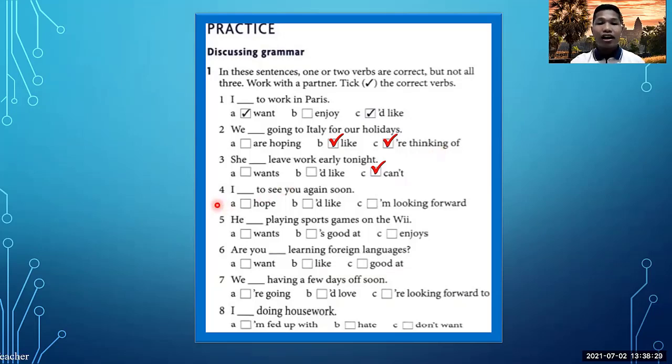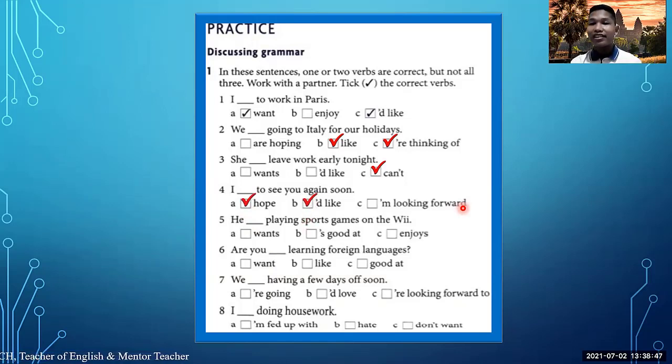Number four, I to see you again soon. So A, B, C, D. A, hope. B, like. C, I'm looking forward. So the answer is I hope to see you again soon.